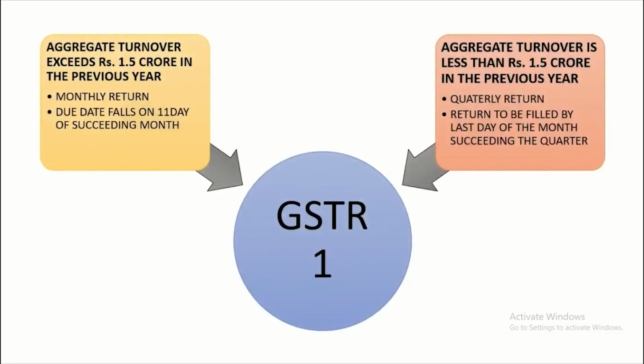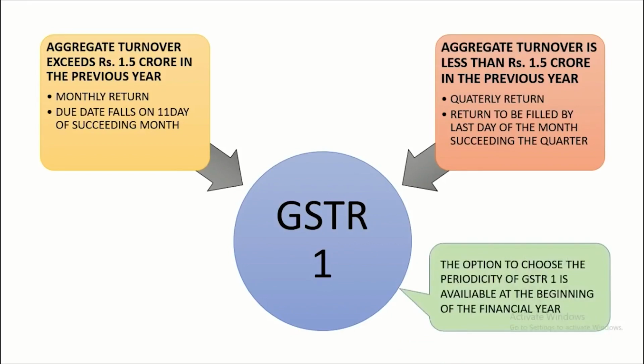GSTR-1 can be filed either monthly or quarterly based on the turnover of the taxpayer in the previous year. If it exceeds Rs 1.5 crore, the taxpayer has to file GSTR-1 monthly by the 11th of the succeeding month. Whereas, if turnover doesn't exceed Rs 1.5 crore, the taxpayer can file a quarterly return by the last day of the month succeeding the quarter. The option to choose the periodicity is available at the beginning of the financial year.